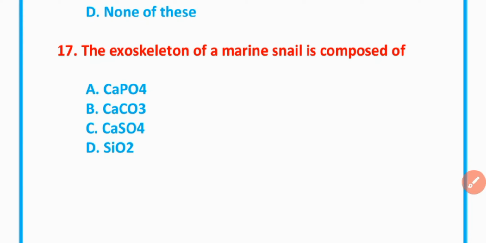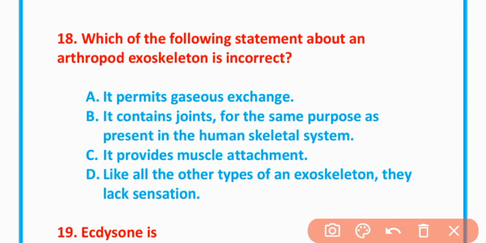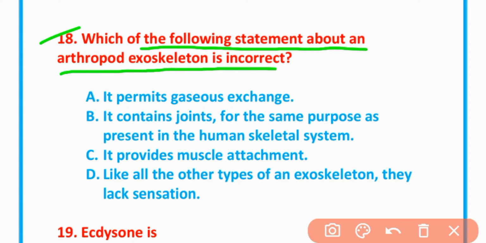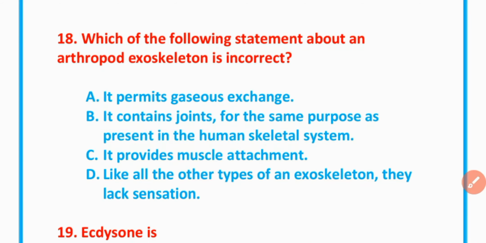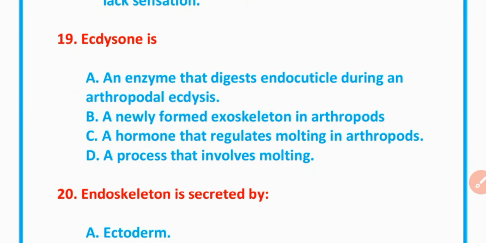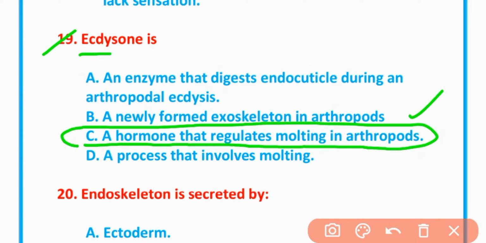MCQs number 17. The exoskeleton of marine animals is composed of CaCO3. Option B is correct. MCQs number 18. Which of the following statement about an arthropod exoskeleton is incorrect? It contains joints for same purpose as present in human skeleton system. Option B is correct. MCQs number 19. Ecdysone is hormone that regulate molting in arthropods. Option C is correct.